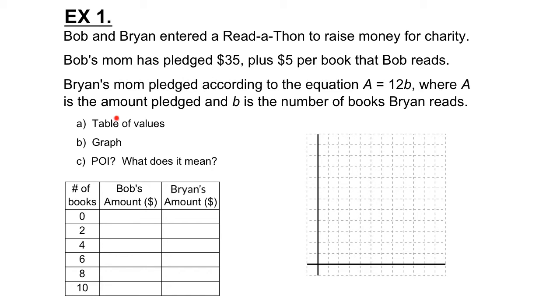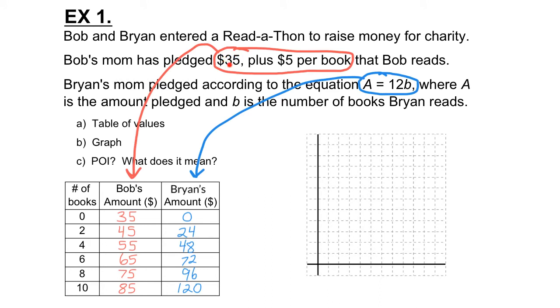So we're going to make a table of values, make a graph, find the point of intersection, and then say what it means. I'm going to challenge you to pause the video and fill out a table of values for Bob and for Brian. Make a graph for each of them on the same grid, and then find the point of intersection.